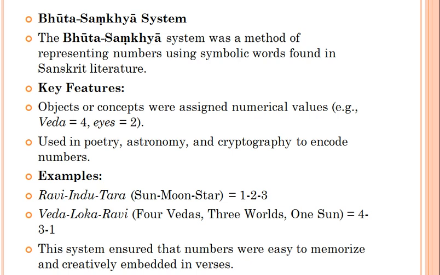So what are the examples of this? Ravi, Indu, Tara, like this 1, 2, 3. The Veda, Loka, Ravi means 4 Vedas, 3 worlds, 1 sun, so 4, 3, 1 is formulated like this. This system ensured that numbers were easy to memorize and creatively embedded in verses.